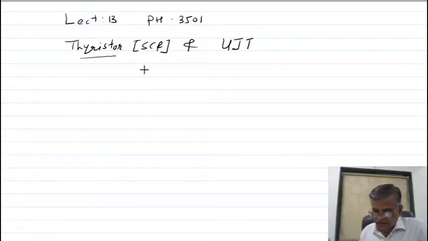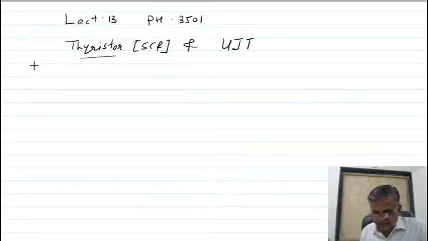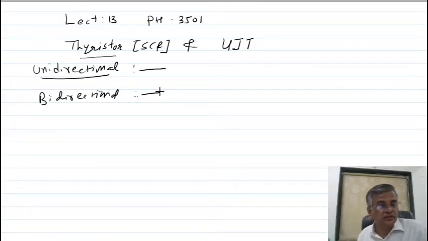I am showing you the thyristor family. See here, in a thyristor there are two types of thyristor devices: unidirectional thyristor, which conducts only in one direction, and bidirectional thyristor, which conducts in both the directions.